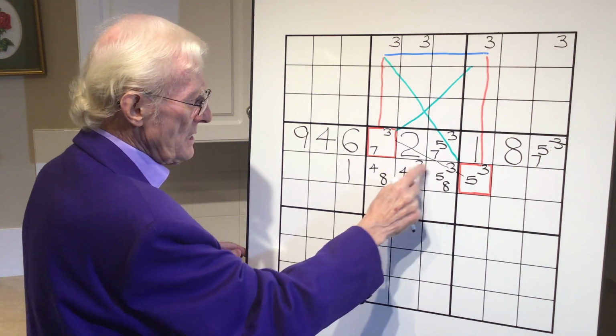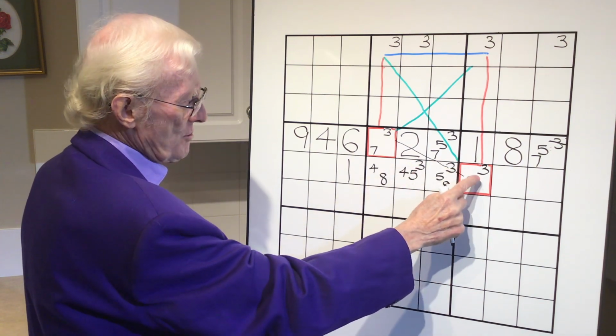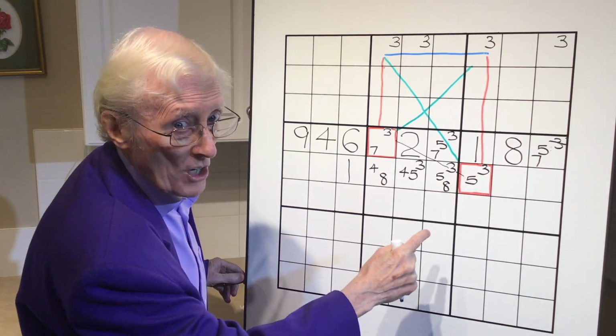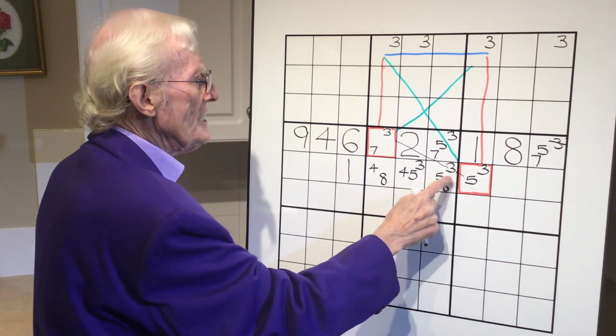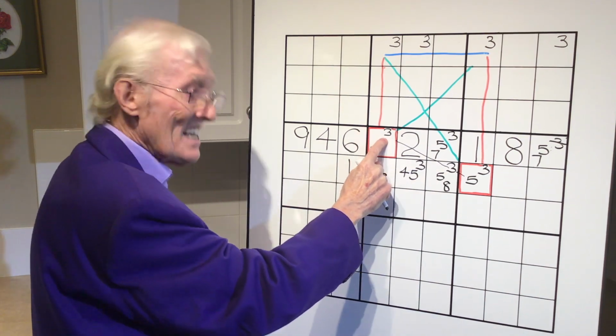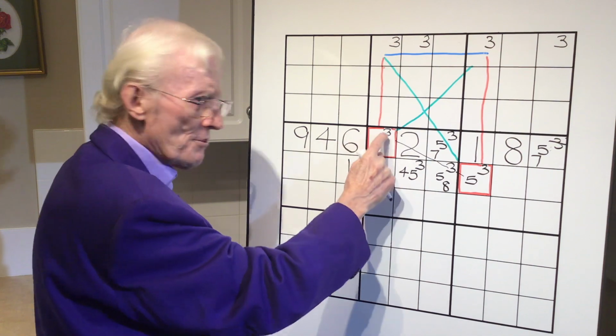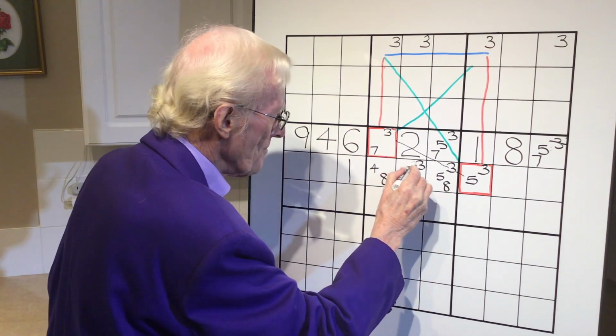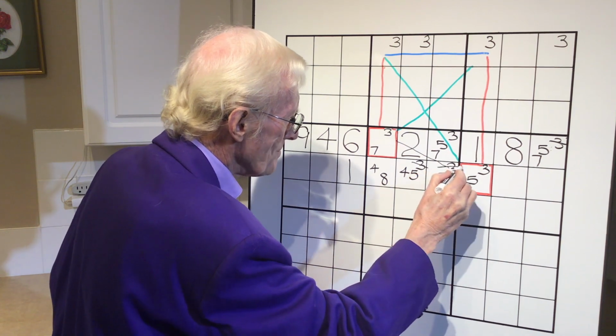Now let's look at these two 3s in here. These two 3s can see this 3 because it's in the same row, but it's in a different block. These two 3s can also see this one because it's in the same block and in a different row. Very important to know that. So we can get rid of that 3 and we can get rid of that 3.